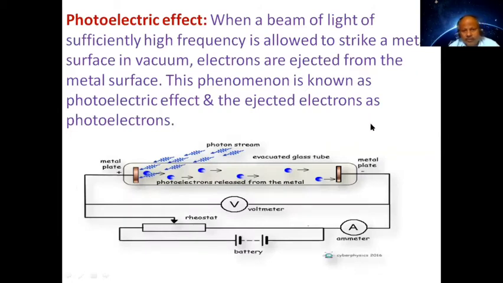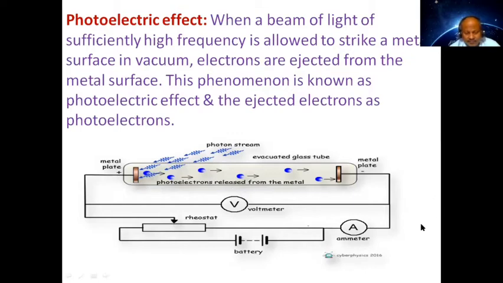Then we can see the photoelectric effect. This is the diagram. This is a metal plate. This is the photon stream, actually the ultraviolet light, UV light. This is also a metal plate. This is the positive charge, this is the negative charge. It is a voltmeter, this is an ammeter. This is a battery and rheostat.